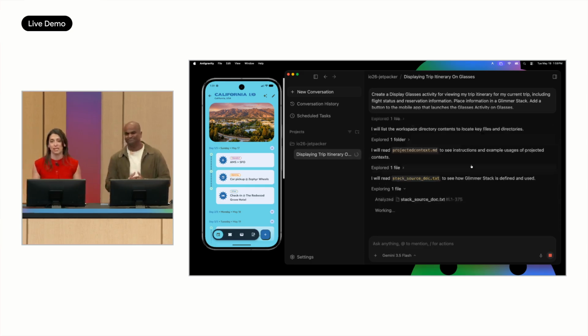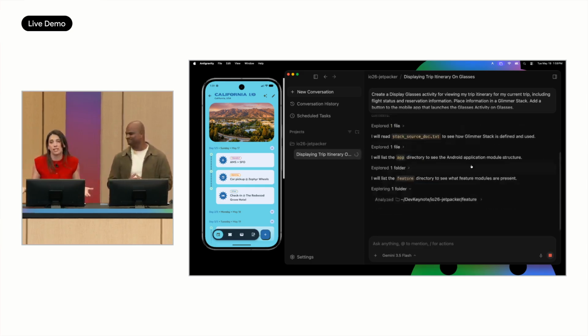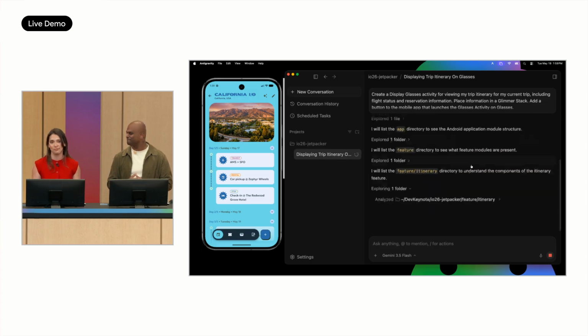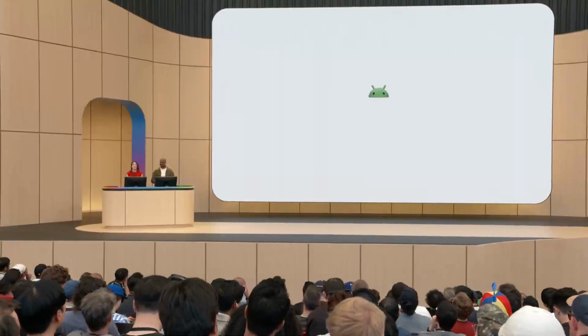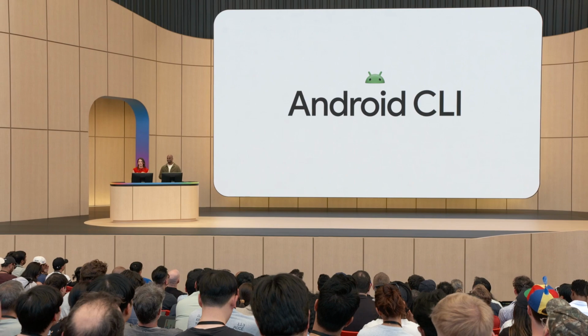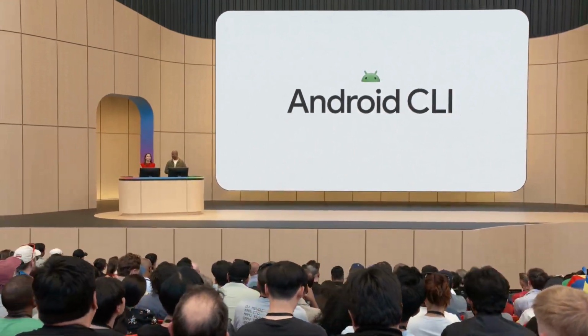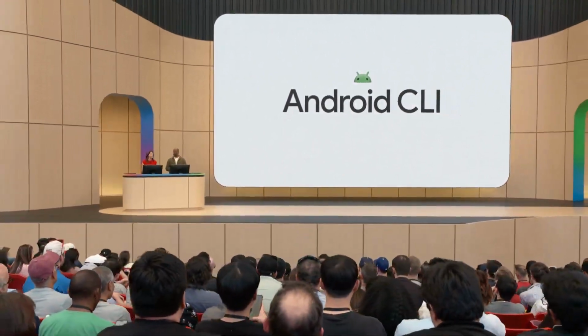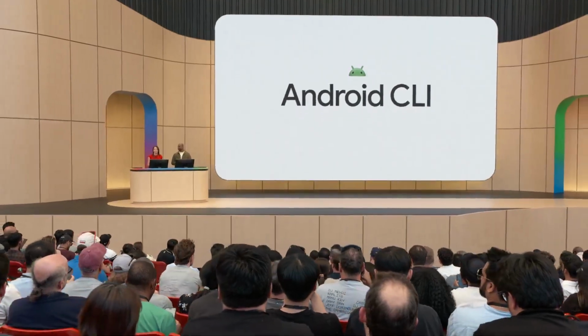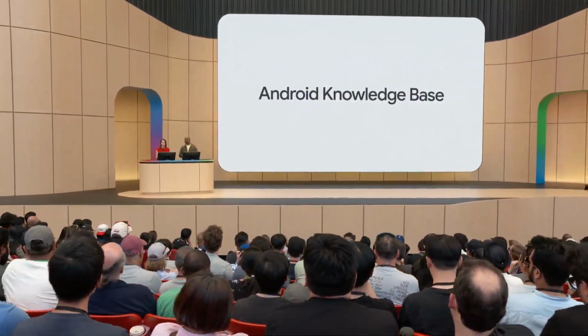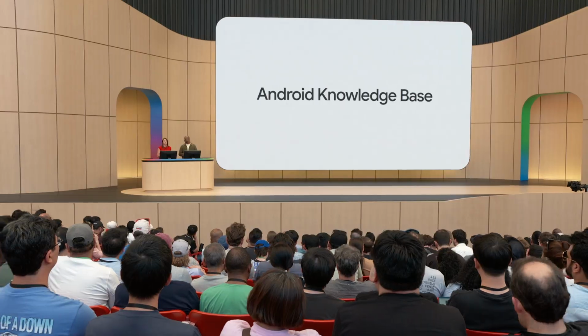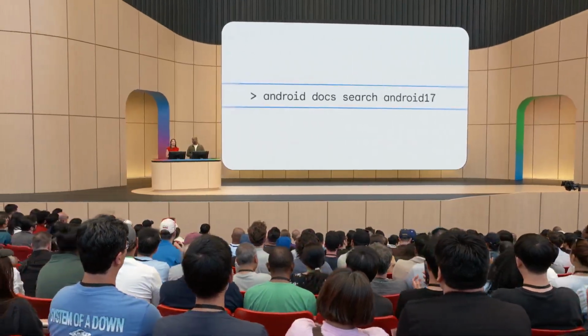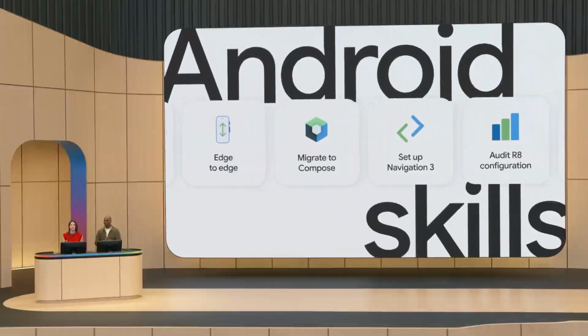Building for display glasses is new, so most LLMs don't know how to do this yet. So, as part of Android CLI, we're giving our models access to the latest information with two key resources. First, the Android knowledge base. It's our specialized data source that enables agents to search and fetch the latest developer guidance. And second, we open-sourced Android skills to help LLMs understand and execute best practices.